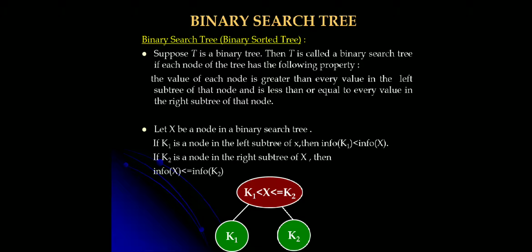So in other words, you can define a binary search tree like this. If you consider a node X in a binary search tree, then all the nodes in the left subtree of that node will have values less than node X, and all the nodes in the right subtree of that particular node X will have values greater than or equal to node X.